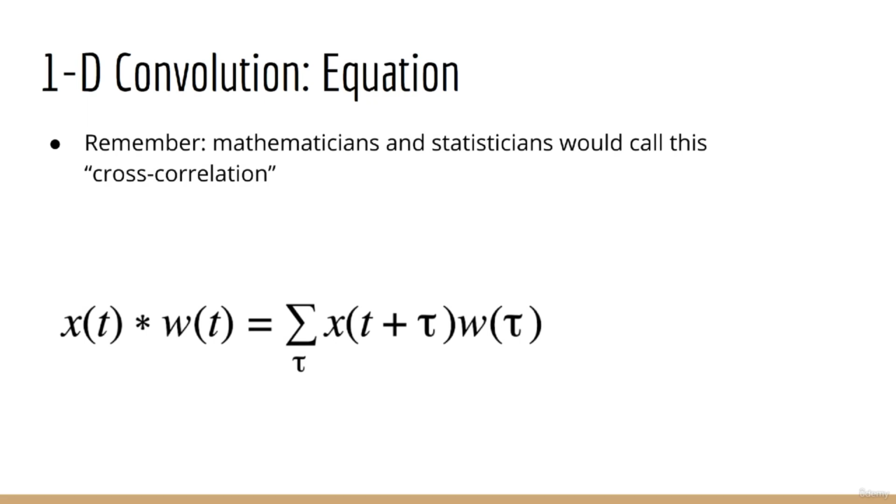As with images, it's possible to express this operation as an equation. And remember that in deep learning, while we call this convolution, pure mathematicians and statisticians would call this cross-correlation. So just keep in mind that the sign is reversed. As an exercise, you might want to try and confirm to yourself that this equation does in fact implement the operation we just performed in the previous example.